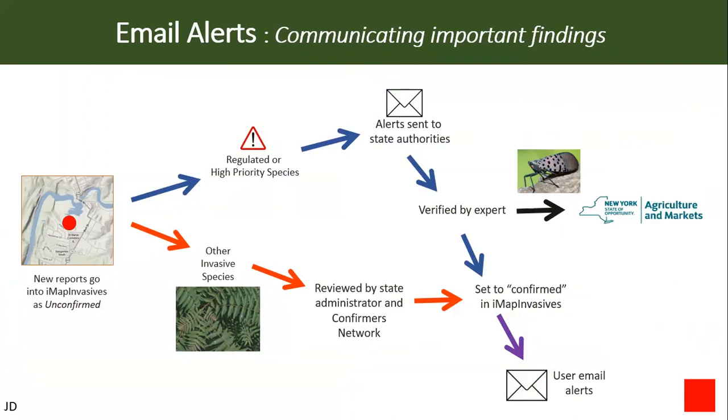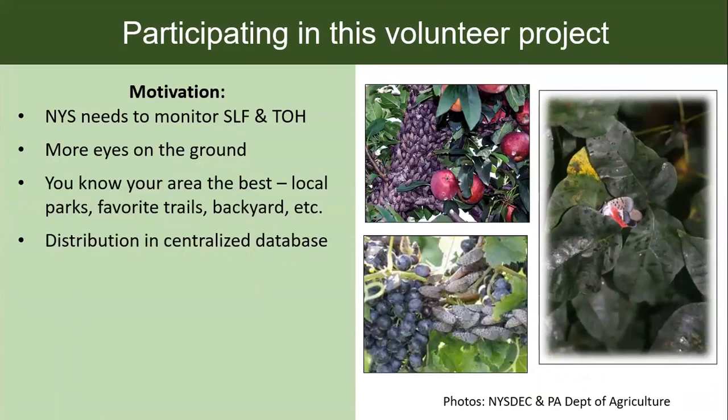And so I wanted to describe where this project came from and how Spotted Lanternfly and Tree of Heaven and iMap, this whole project came about. So the motivation is that New York State needs to monitor Spotted Lanternfly and by extension its preferred host, Tree of Heaven. To do that, we need more eyes on the ground. So New York State is huge. There's just a lot of area that we couldn't possibly cover just with agency staff alone. We kind of need to direct agency staff to the highest priority areas where infestations have already been detected in many cases. So we just really need more eyes on the ground.